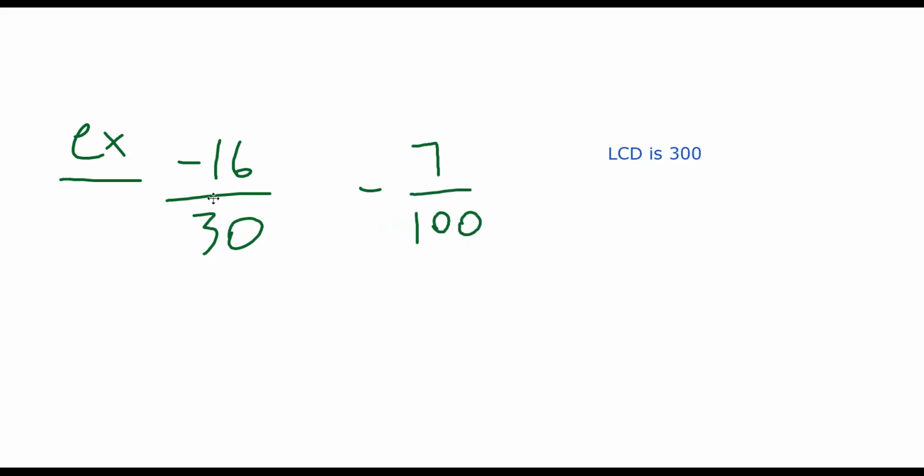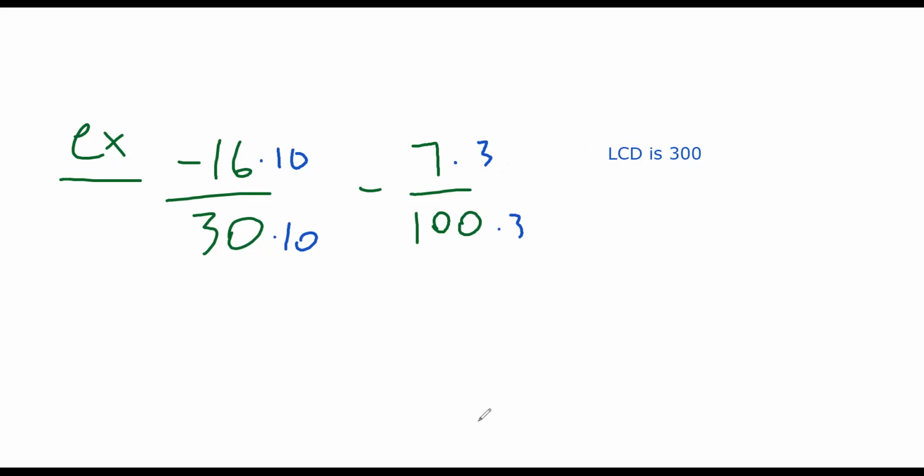Now, in the first fraction, you've got 30 as your denominator. What do you need to multiply 30 by to get it to 300? 10. So I'm going to multiply the top and bottom by 10. 10's pretty easy to multiply with. The 100, what do I need to multiply the top and bottom by? 3. Yeah. I do it separately before I try to mix the fractions together.